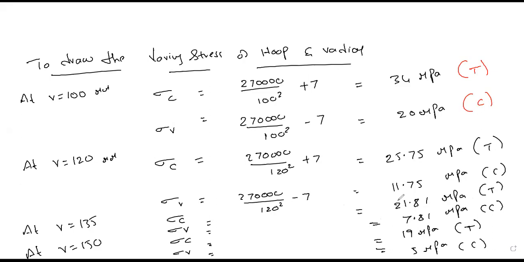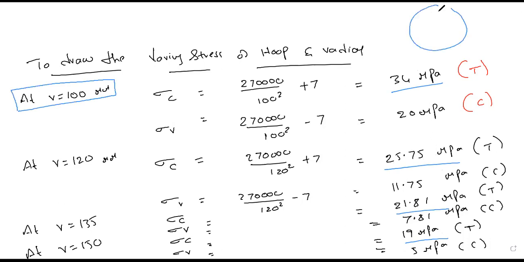What is your first question in the problem? Determine the maximum hoop stress developed. In all these values, which is the maximum hoop stress? There are a few hoop stresses here: 34, 25, 21, 19. Where is the maximum? 34 megapascal. Where is the 34? At 100, a radius of 100. What do you mean by radius of 100? That means at the internal surface, the maximum circumferential stress occurs.